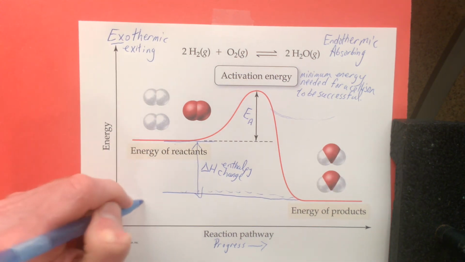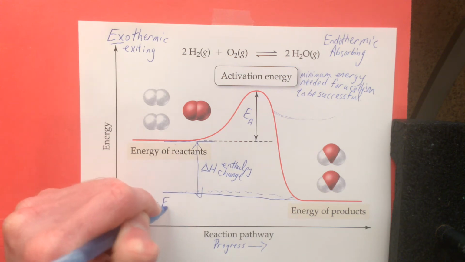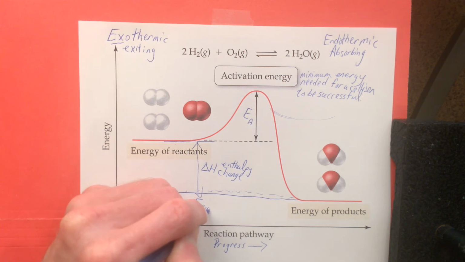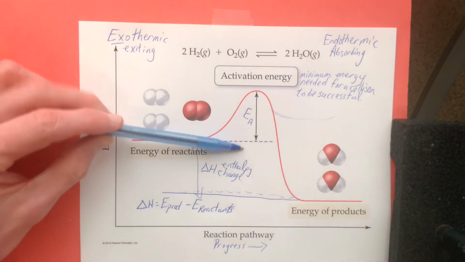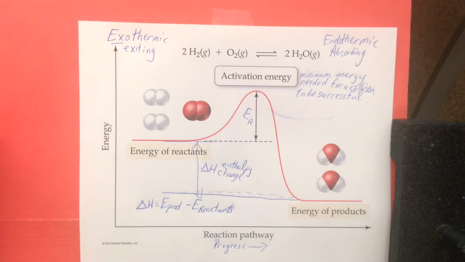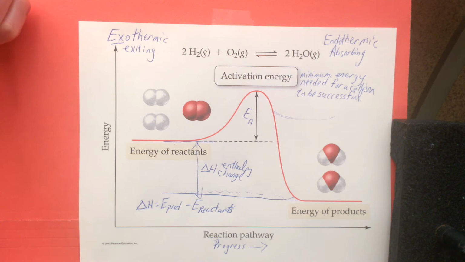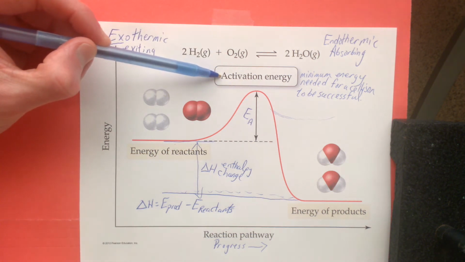Okay, that's what the enthalpy of a reaction is: the energy of the products minus the energy of the reactants. The activation energy is simply the height of this hill. Now, thinking back to your notes, there was a second factor that influences whether or not a collision will be successful and produce a reaction. The first factor is that the activation energy threshold must be met.